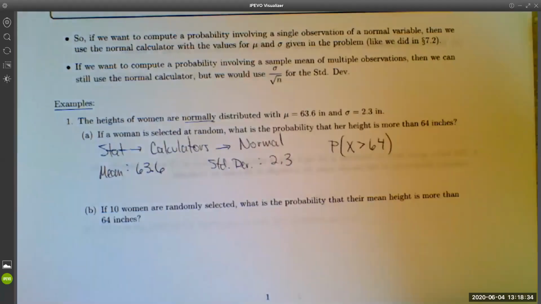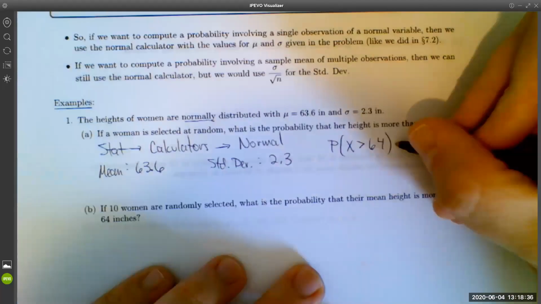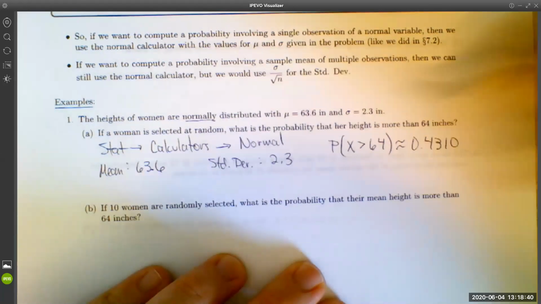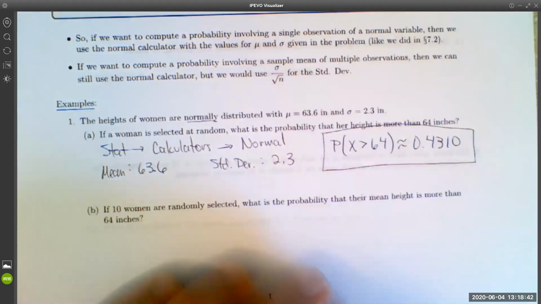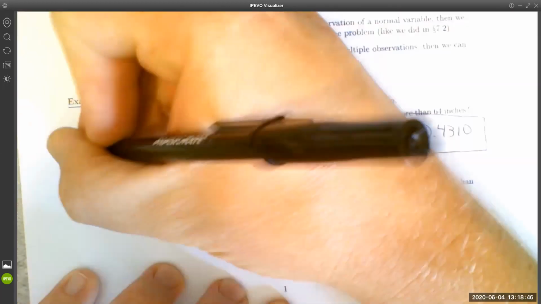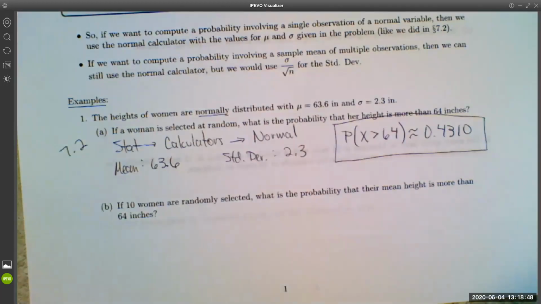So this is about 0.4310. That's nothing new. This is a problem that we knew how to solve back in 7.2. Nothing new there. But now look at part B.